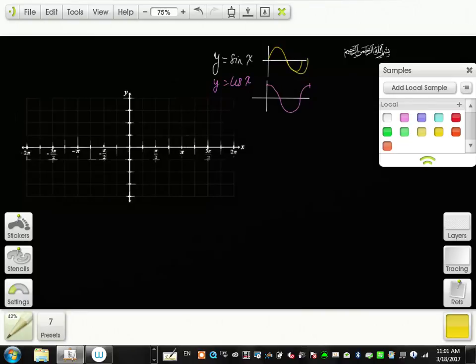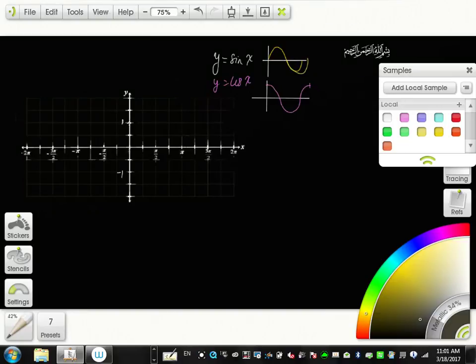Now, you are going to have domain and range. What's the range of the sine curve? 1 to -1, right? Let's make that 1, and this is -1. This is like the roof of the range. It's not going to go higher than that, and it's not going to go lower than this, right? Correct?